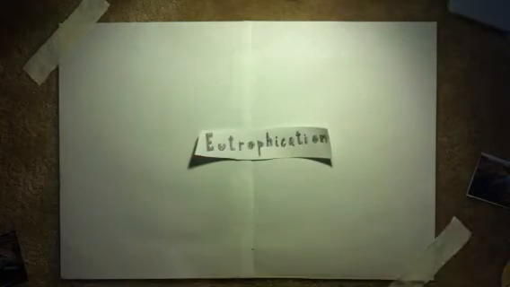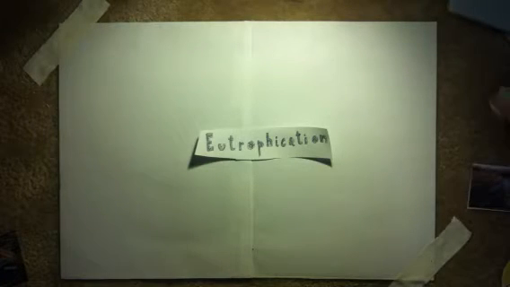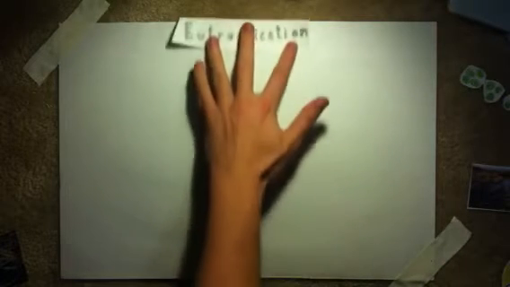Today we're going to talk about a process called eutrophication. This process is basically the addition of chemicals to an ecosystem that usually causes negative effects. So let's start out with our ecosystem.